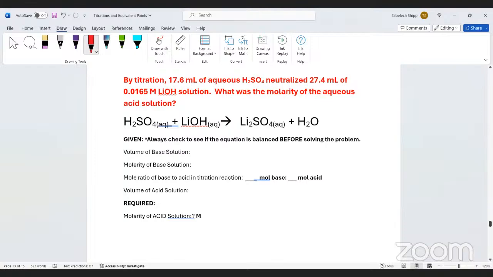Now, let me tell y'all something. Notice I did not tell you what was the acid and what was the base. I didn't give y'all that, right? However, here's an easy way to identify what your acid is versus your base, okay?